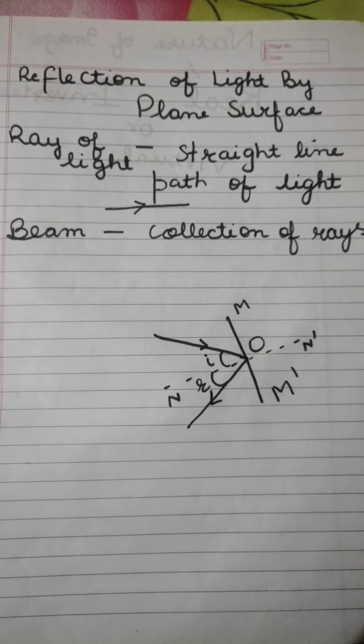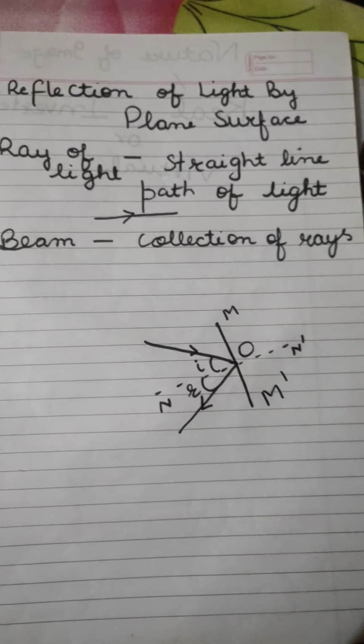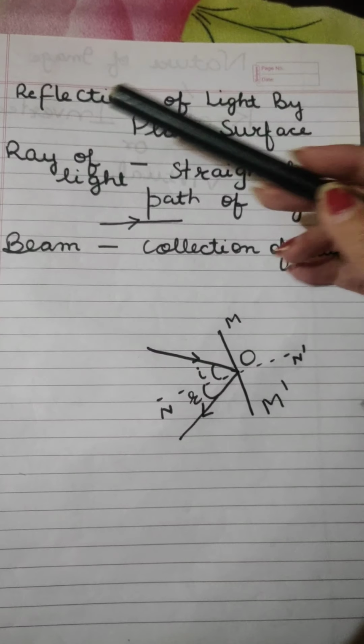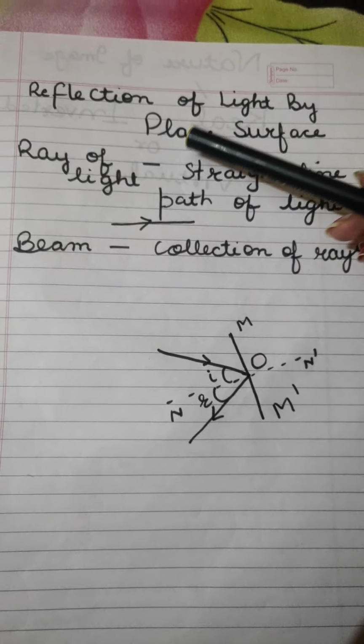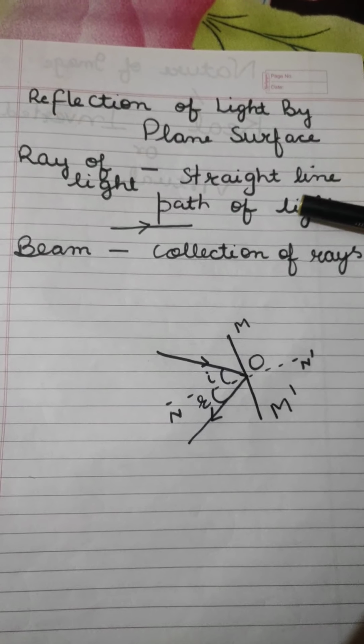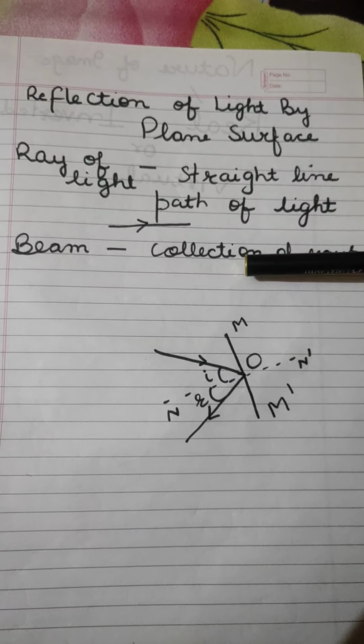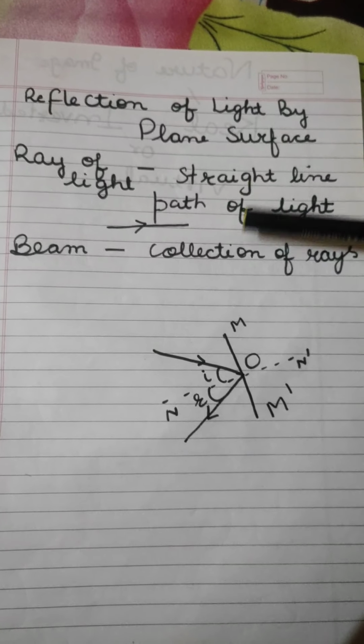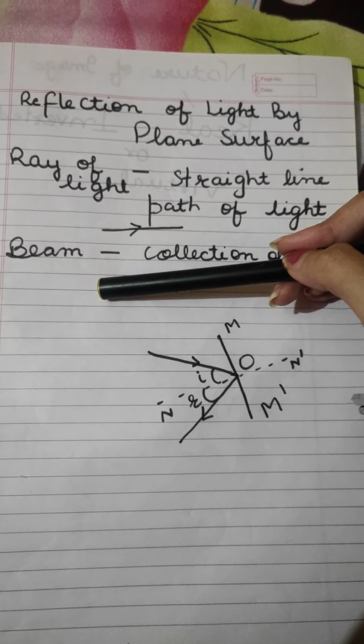So let's start with light part 2. In this video we are going to talk about reflection of light by plane surface. But before starting this topic, let's try to understand the two terms which are going to prove very helpful to us: ray of light and beam.